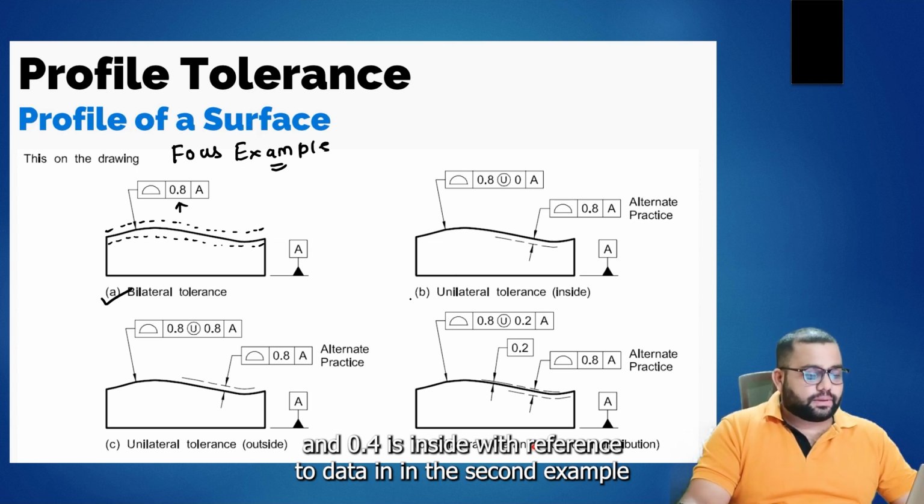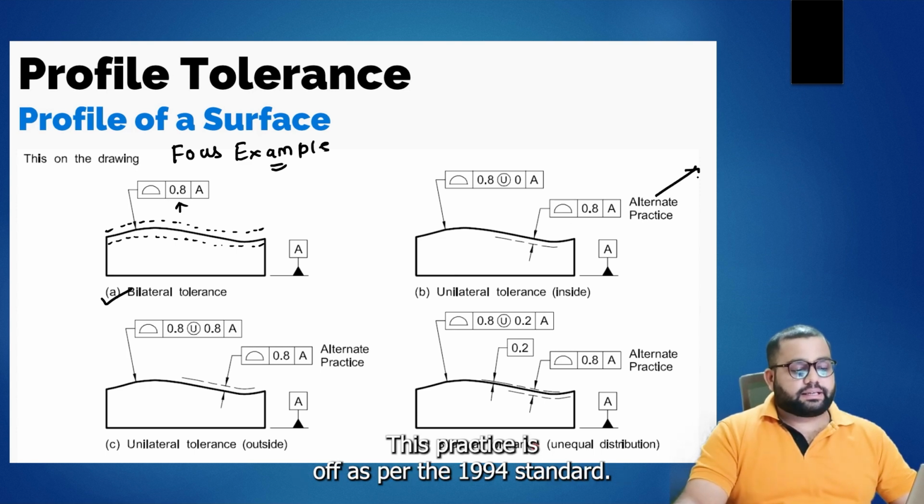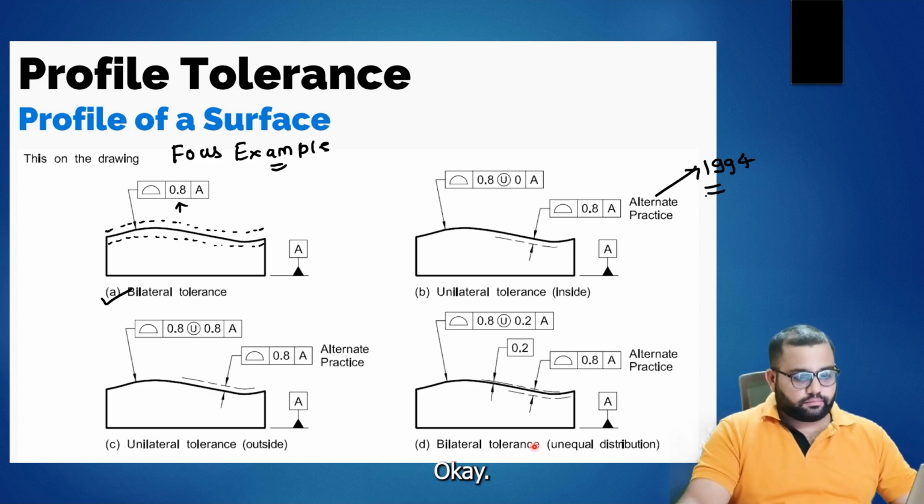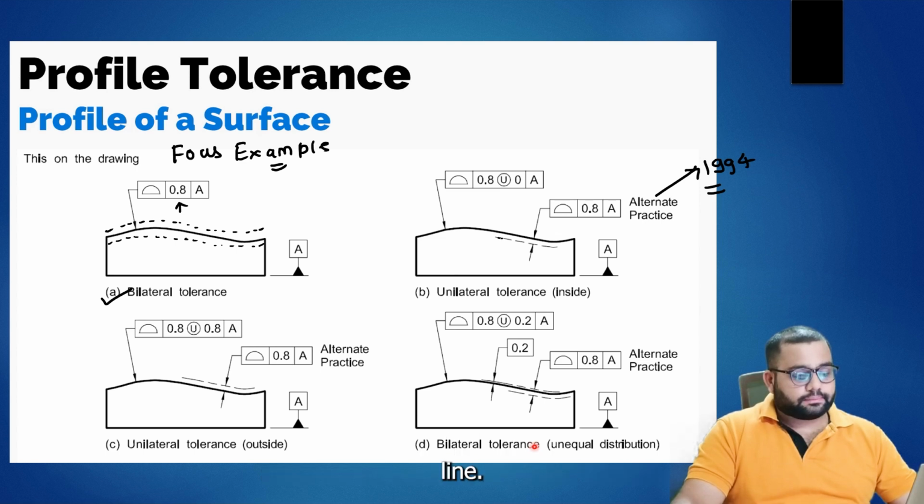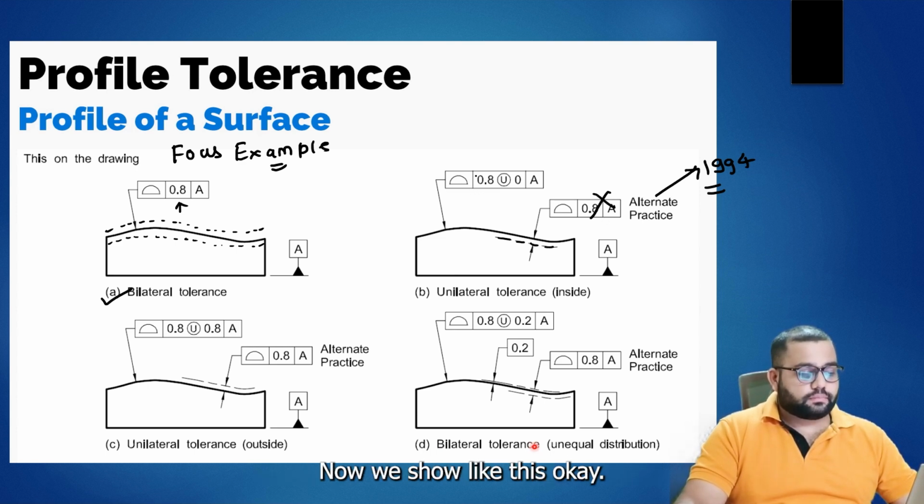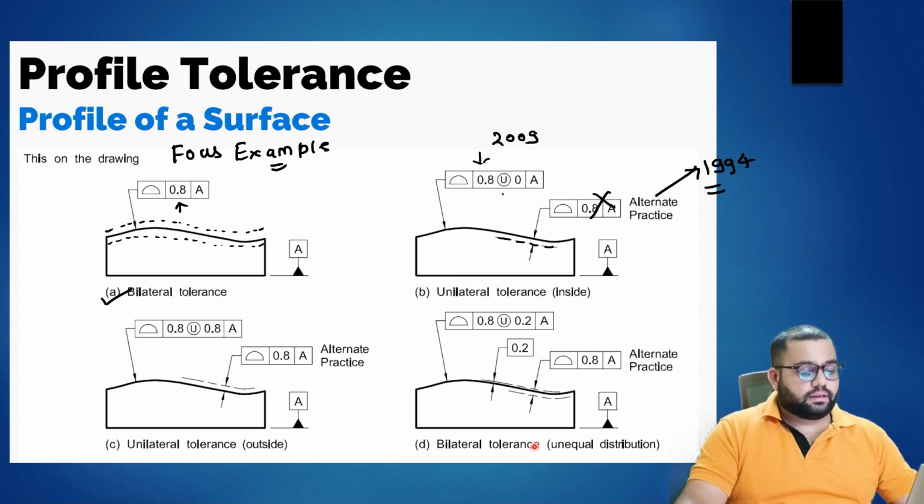In the second example, it is clearly shown; this practice is as per the 1994 standard. In that standard, this is how they show the phantom line. Okay, so this phantom line has been removed. This practice has been removed. Now we show it like this. As per the 2009 standard, we use 0.8 and U0 with reference to datum A.